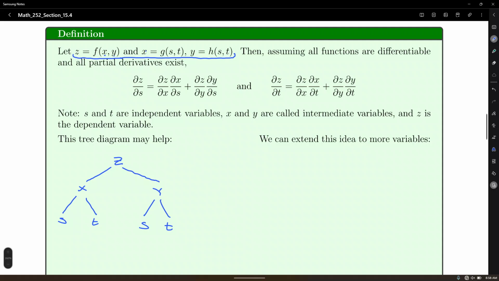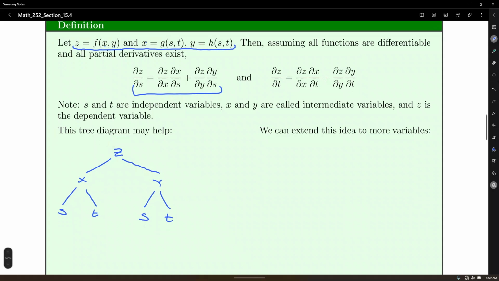In this case, x is changing with respect to two variables, not just one single variable like before. That's why before we had ordinary derivatives, and in this case we have partial derivatives. To obtain this expression, we need to consider all the possible ways to go from z to s and from z to t.